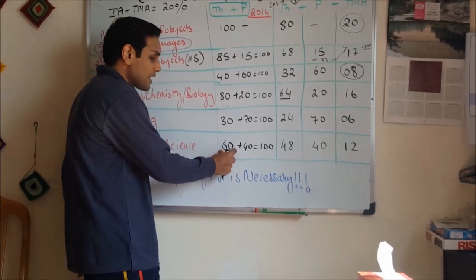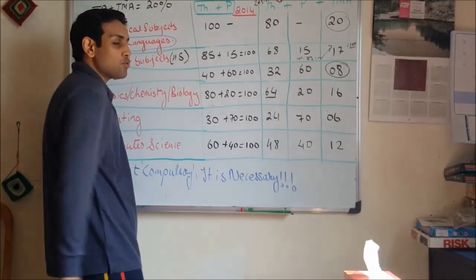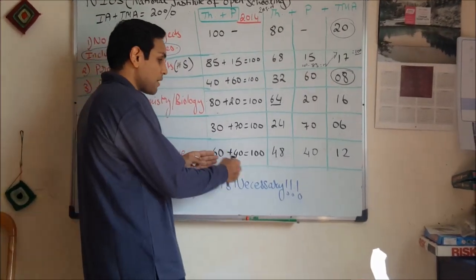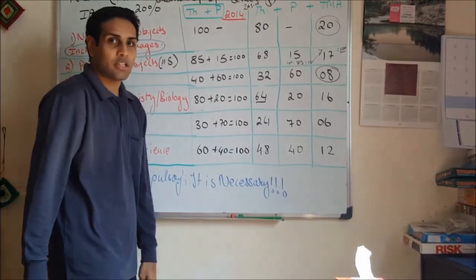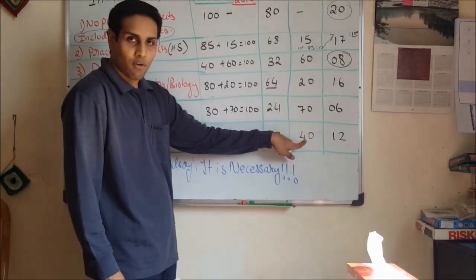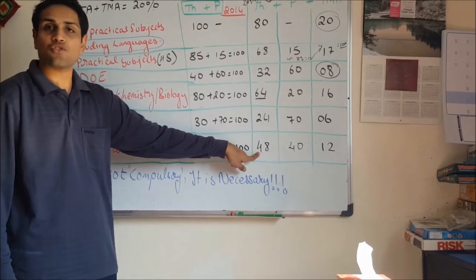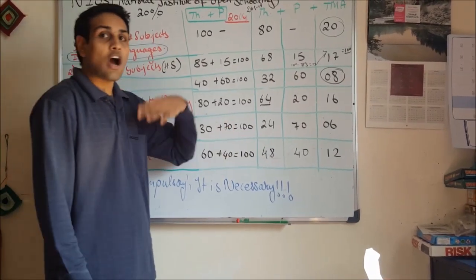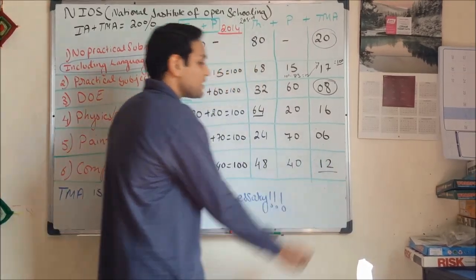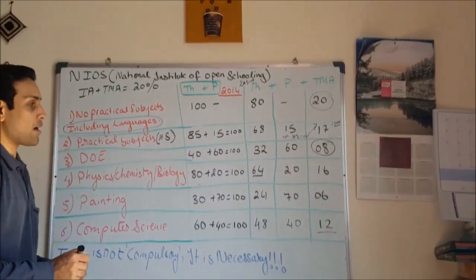A person who was getting 60 and 40 turned out to be 100 in 2014, but in 2015 what happened? The 60 marks paper turned into 48 marks. So the theory exam will be out of 48 marks. Practical remains the same, 40. 40 plus 48 is going to be 88. You need how many marks more to make it 100? 12. So that's why I can give you in the TMA 12 marks.